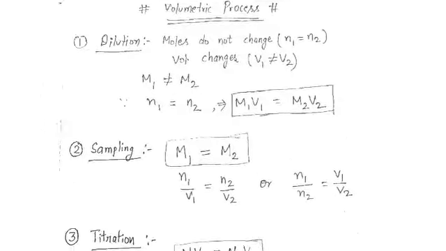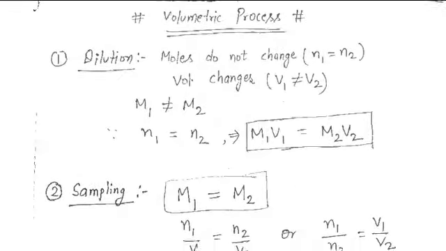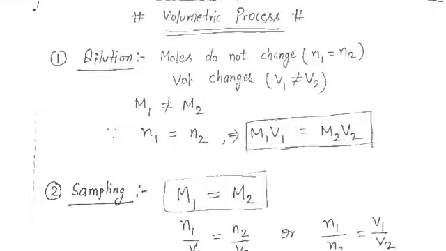Now we have the volumetric processes. First, let's see dilution. Take it as an example: in a bucket you have a 2 molar solution. Now you have added 2 liters of water over it. So what did you do? You diluted the solution. And this overall process we call dilution.